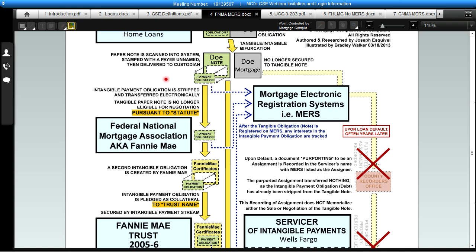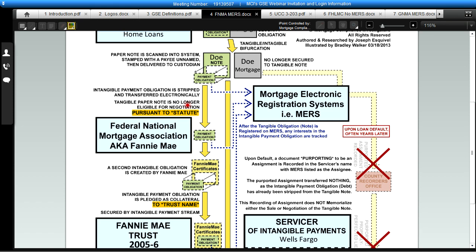The payment obligation, okay, is stripped from the note and it's transferred electronically. Now, the note is still staying up here. They've sent that to warehouse. Okay? However, this tangible note is no longer eligible for negotiation pursuant to UCC 3-203(d).